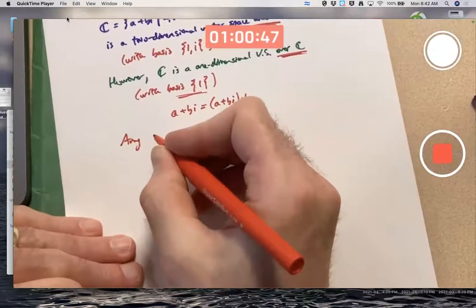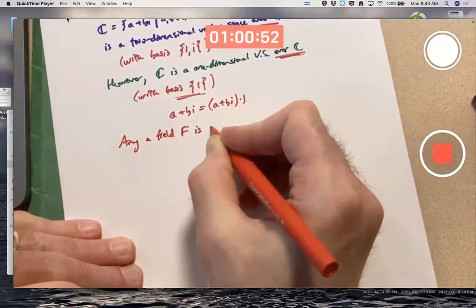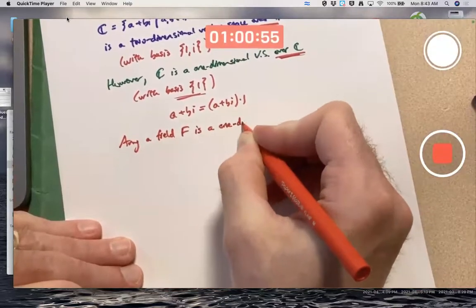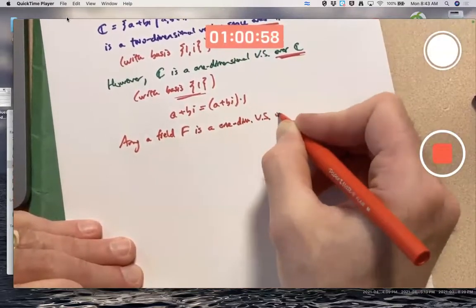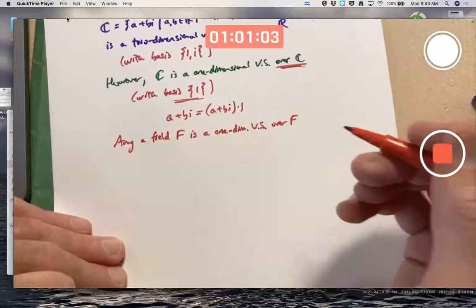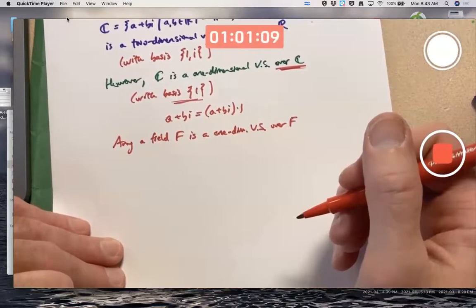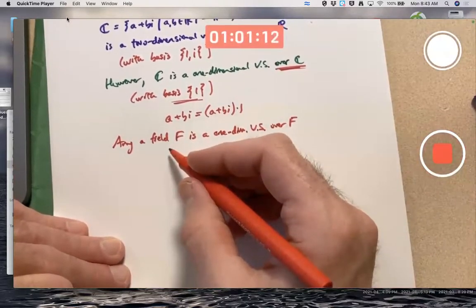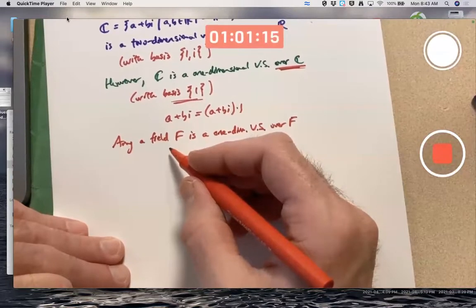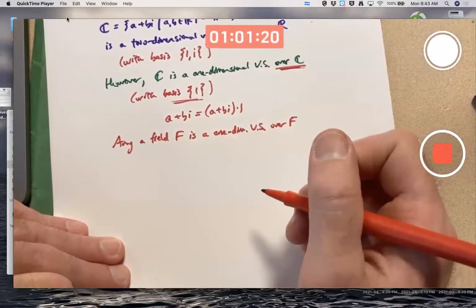But we can write down this generalization. Any field F is a one-dimensional vector space over itself. The multiplication in the field is the same as the scalar multiplication, if that's not clear. Fields, of course, have an addition and a multiplication. They are rings. If I think of that multiplication as being a scalar multiplication, which I can do if I want, then it becomes a vector space over itself.